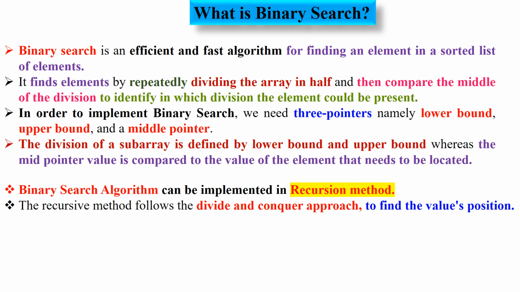In order to implement binary search, we need 3 pointers, namely lower bound, upper bound, and a middle pointer. The division of a subarray is defined by lower bound and upper bound, whereas the mid-pointer value is compared to the value of the element that needs to be located. The binary search algorithm can be implemented using recursion. The recursive method follows the divide and conquer approach to find the value's position.